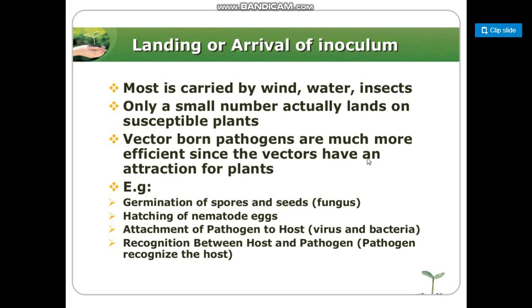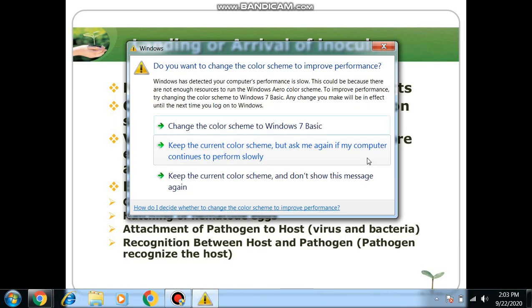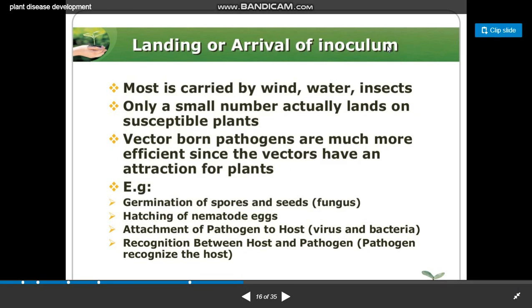So, what is the landing of inoculum? Most of it is carried by wind, water, and insects. Only a small number actually lands on susceptible plants. Vector-borne pathogens are much more efficient since the vectors have an attraction for plants. For example, germination of spores and seeds in fungi, hatching of nematode eggs, attachment of pathogens to hosts like viruses and bacteria, and recognition between host and pathogen.